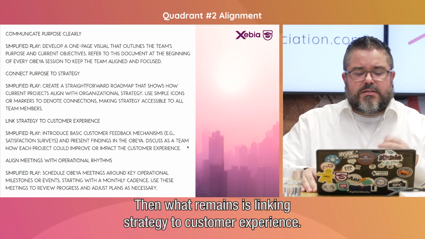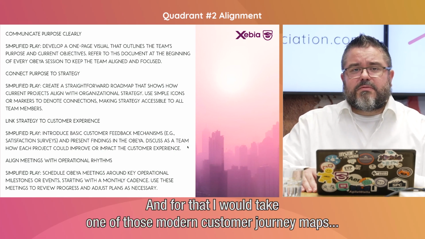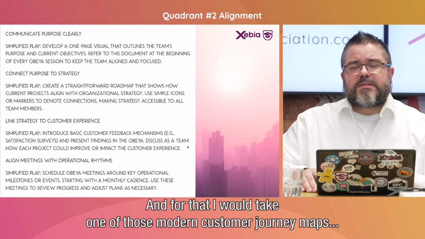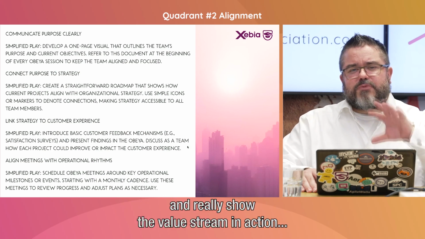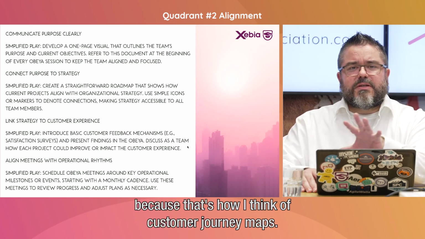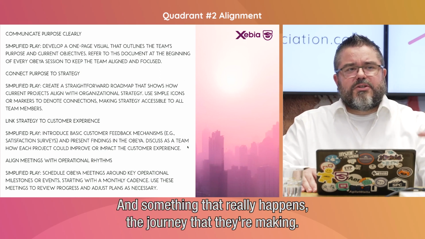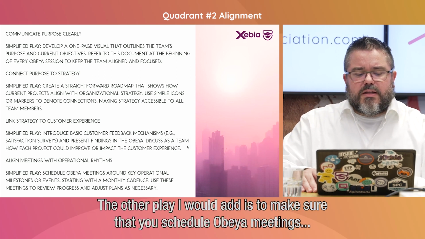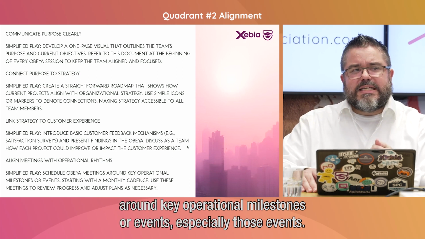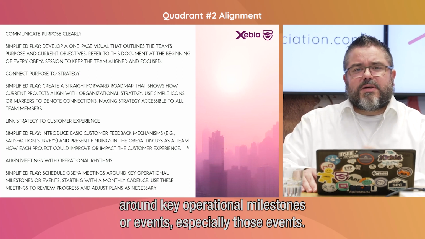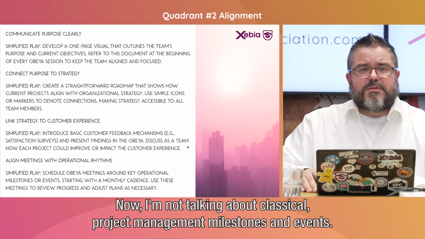Then what remains is linking strategy to customer experience. And for that, I would take one of those modern customer journey maps, as opposed to a value stream map or something like that, and really show the value stream in action, because that's how I think of customer journey maps. So, something that really happens, the journey that they're making. The other play I would add is to make sure that you schedule Obeya meetings around key operational milestones or events, especially those events. Now, I'm not talking about classical project management milestones and events.